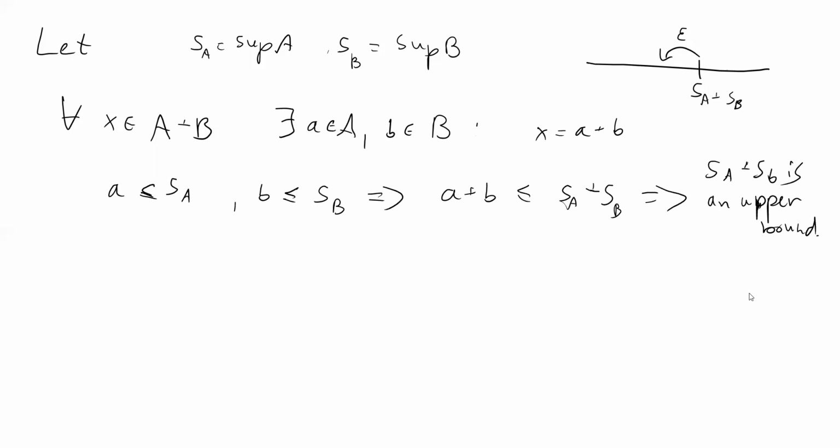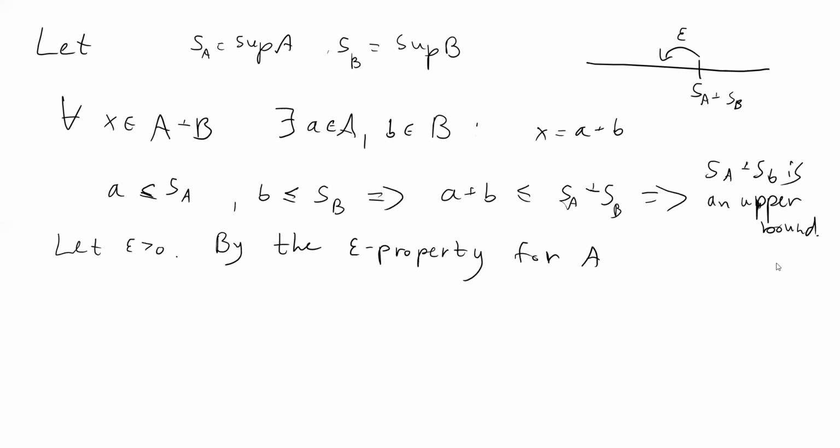Now, it is clear to us intuitively that A plus B has to be bounded, and actually that SA plus SB is an upper bound of A plus B. Why? Because if A is less than or equal to SA, because SA is the supremum of A, and B is less than or equal to SB, then A plus B is less than or equal to SA plus SB. But actually, if we prove the epsilon property, we don't even need to prove that the set is bounded, because from the epsilon property we get for free both the fact it is bounded and the fact this is the least upper bound, not only an upper bound.